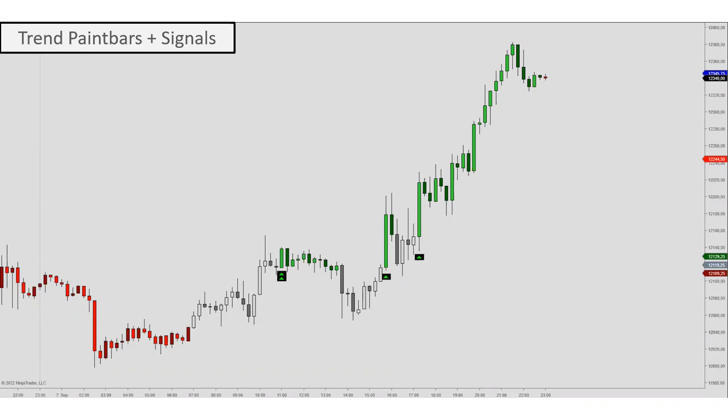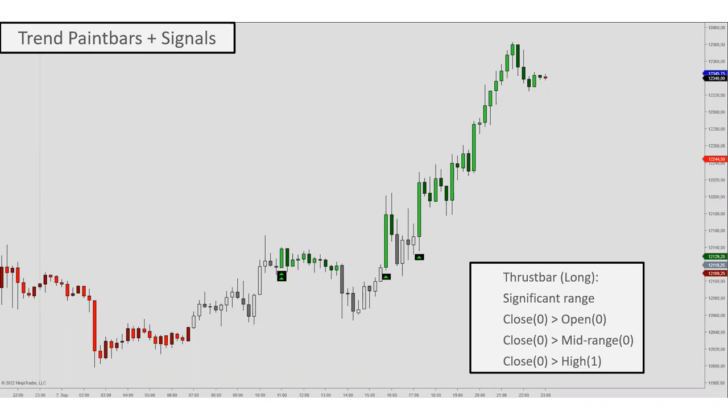First, you want to have a significant range. So that is at least half the size of the average range. And for a bullish scenario, we also want to see a close that is above the open, a close which is above the mid-range or in the upper half of the range of the bar. And you want to close above the high for the last bar or the prior bar. If these requirements are not met, the signal will be deferred.